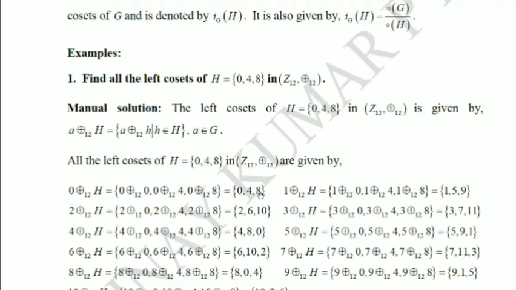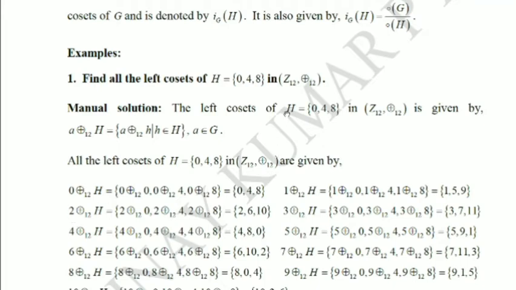Let me give the next value of Z12 to A. The next one is 1. So if I give 1 for this, this becomes 1 addition modulo 12 H. So I have to add, remember this is of this form, right? So I have to add every element of H from the left side by 1. So 1 plus 0, 1 plus 1, 1 plus 4, 1 plus 8. Under the binary operation addition modulo 12, that gives you 1, 5, 9.